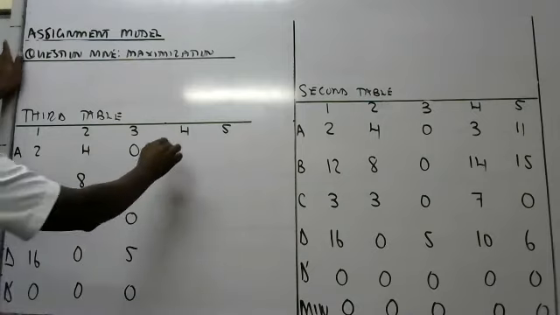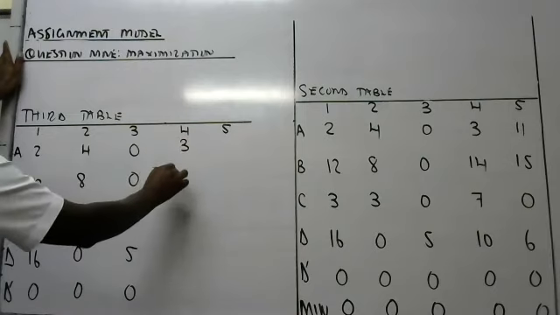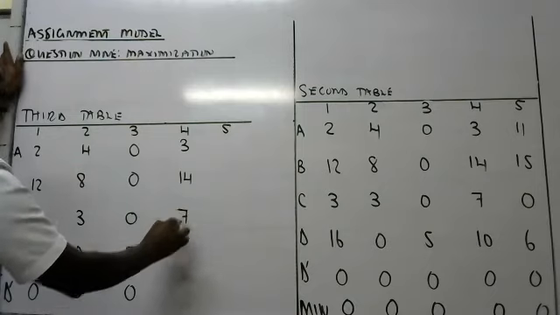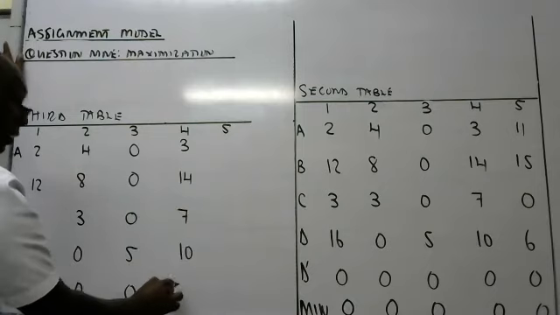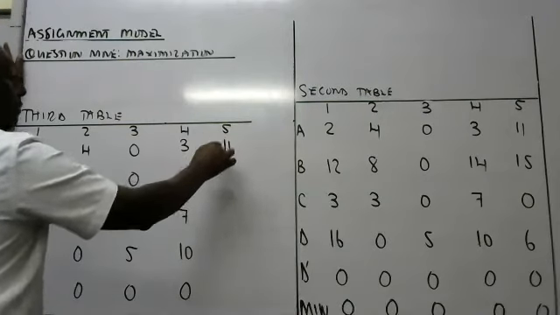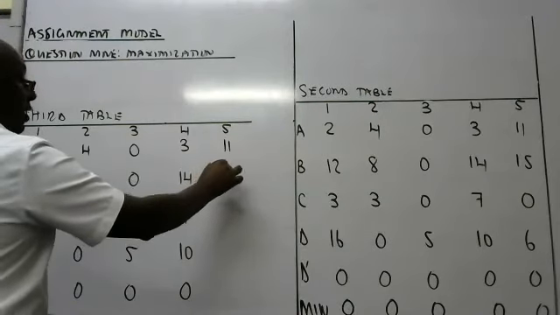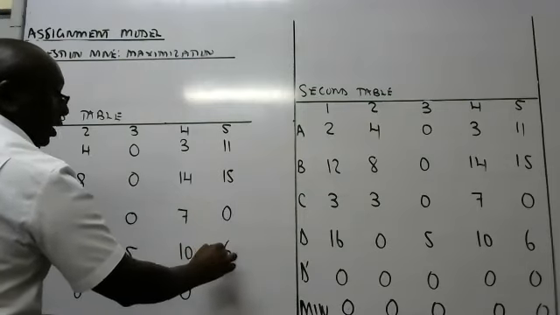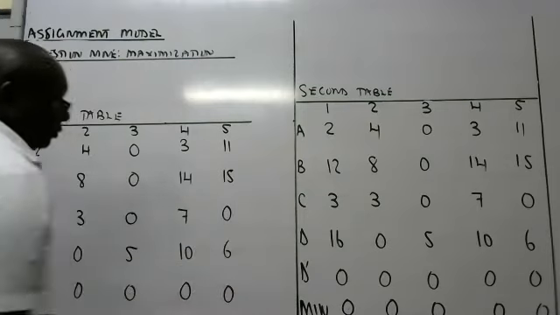When I go to 4, this is 3, 14, 7, 10, and 0. This one 11, 15, 0, 6, and 0.